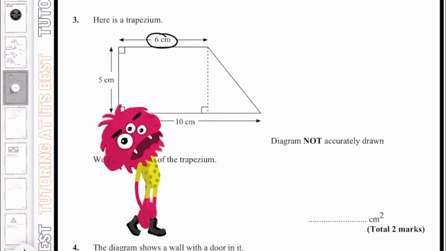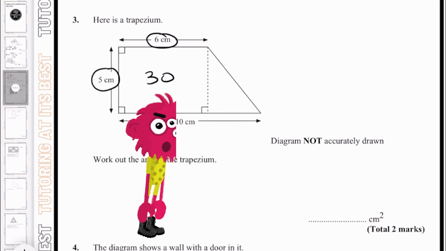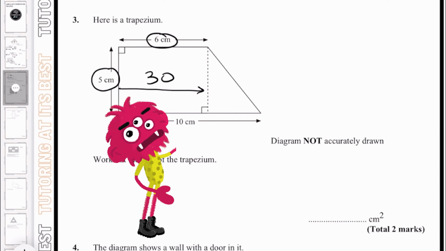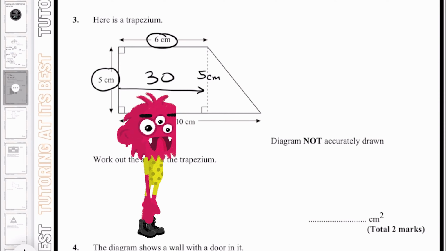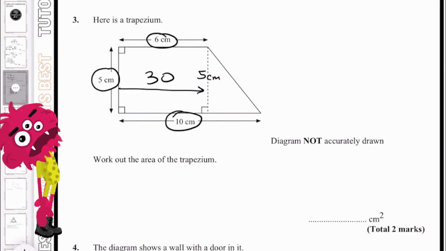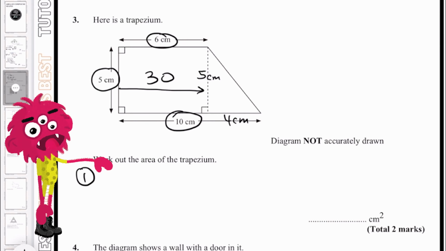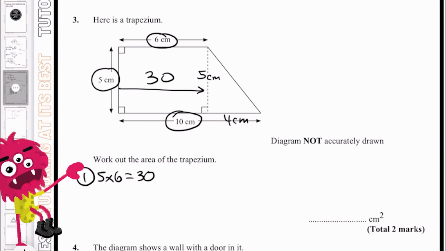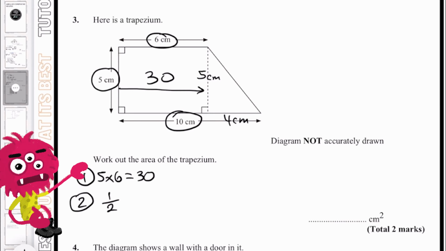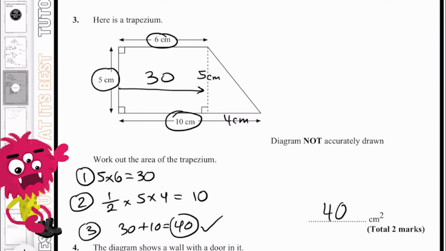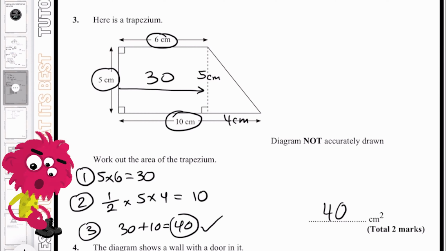So again, let's go for our 5 times 6, which gives us 30. We also know that our width, our height is also going to be 5 centimetres. And we know the difference between 10 and 6 is 4. So that is our base. So step 1, 5 times 6 is 30. And step 2, we have half times 5 times 4, which is 10. And that there gives us 40 as our total. So work out the areas and then get the sum of those areas.